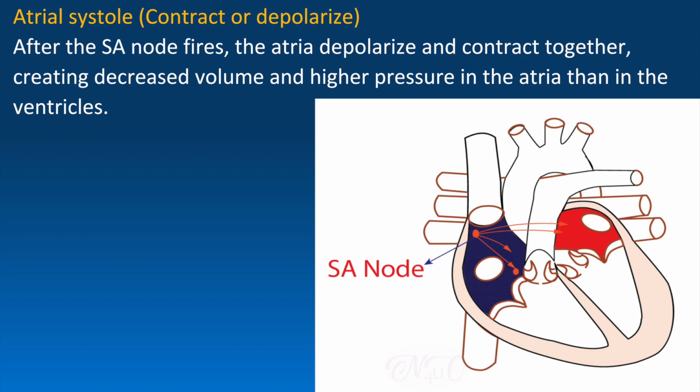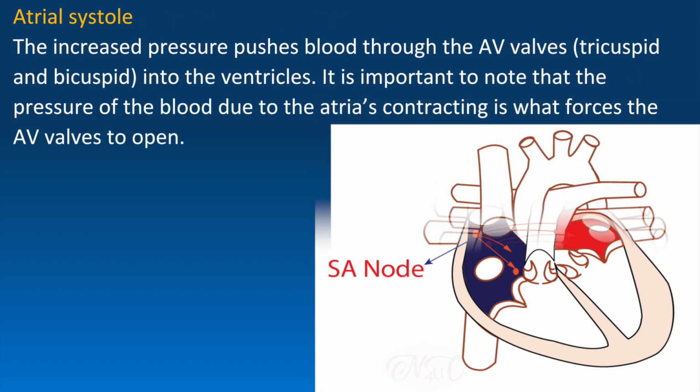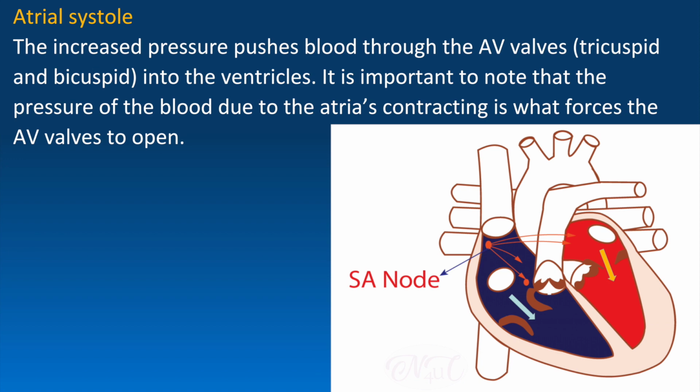First is atrial systole. After the SA node fires or sends signals, the atria depolarize and contract together, creating decreased volume and higher pressure in the atria than in the ventricle. The increased pressure pushes blood through the atrioventricular valves, that is, tricuspid and bicuspid valves, into the ventricle. It is important to note that the pressure of the blood due to the atria contracting is what forces the AV valves to open.